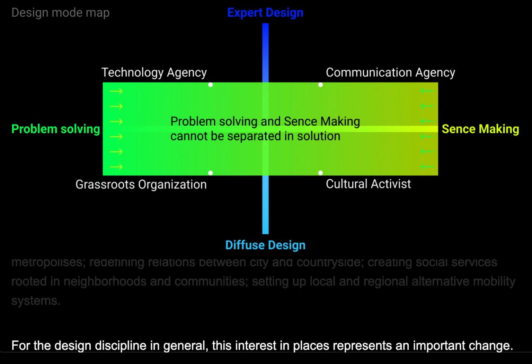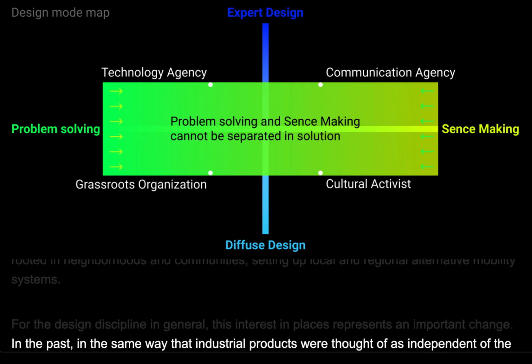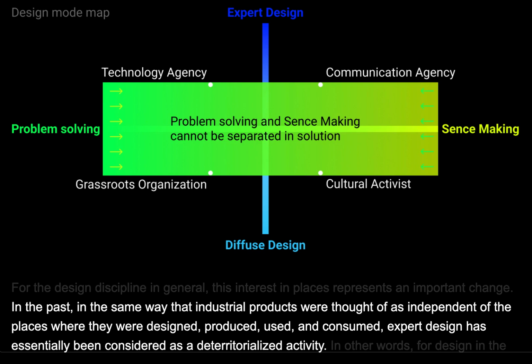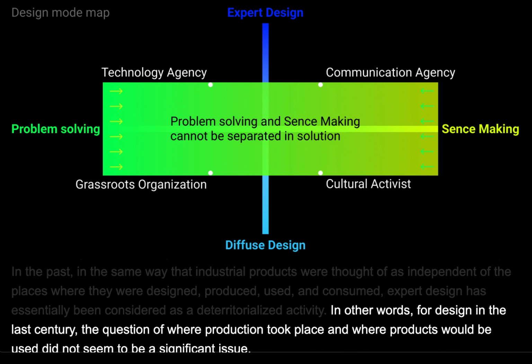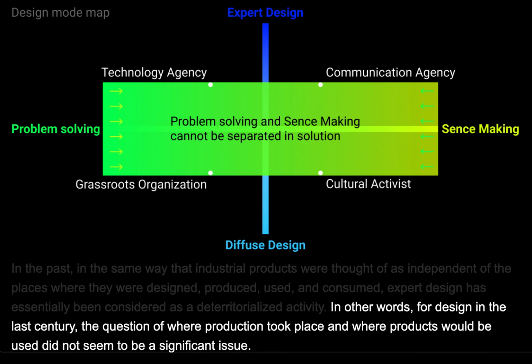For the design discipline in general, this interest in places represents an important change. In the past, in the same way that industrial products were thought of as independent of the places where they were designed, produced, used, and consumed, expert design has essentially been considered as a deterritorialized activity. In other words, for design in the last century, the question of where production took place and where products would be used did not seem to be a significant issue.